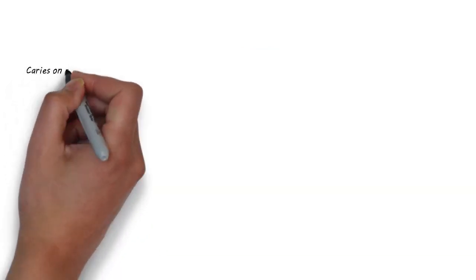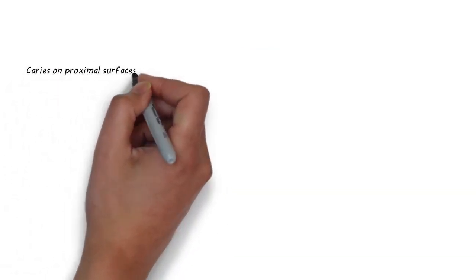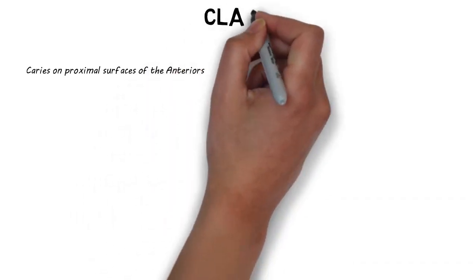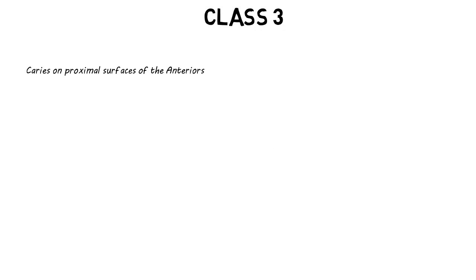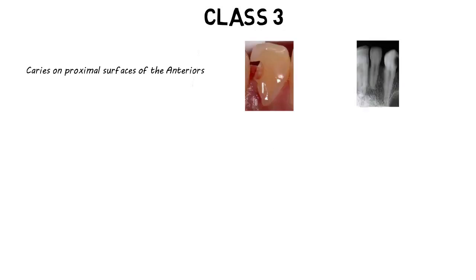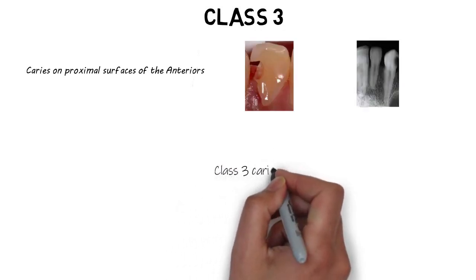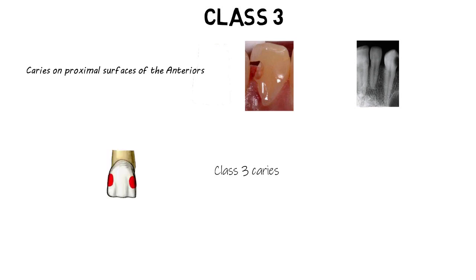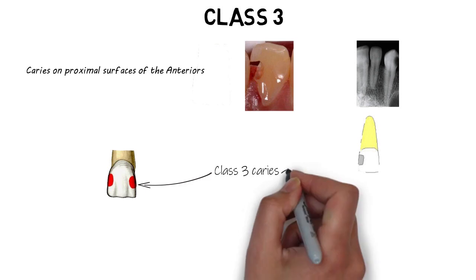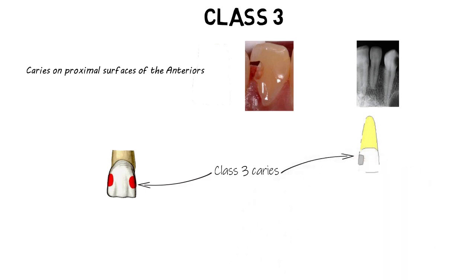But when this lesion occurs on the proximal surfaces of the anterior teeth, it will be included in the class 3 lesions. So class 3 basically includes the carious lesions that occur on the proximal surfaces of the anterior teeth, whether it be an incisor or a canine. But this lesion is only on the proximal surfaces and does not involve the incisal edges.